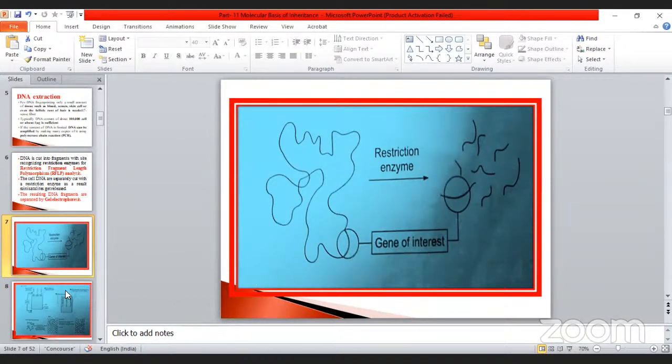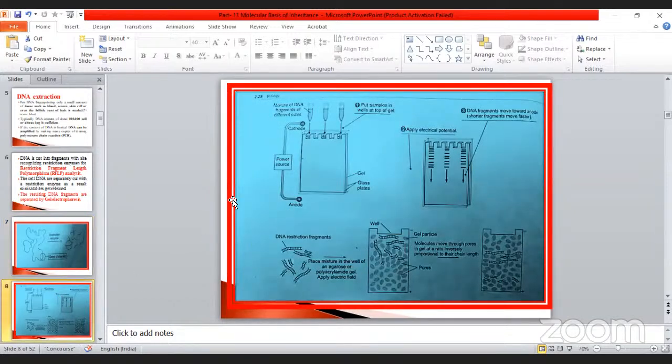After this, what are we going to do? See the next slide, you can easily identify. This is the fragmented DNA molecules. This is the entire setup of electrophoresis. Above the electrophoresis, a glass plate-like structure, there is a gel coated, it is white in color. But both sides are connected with the electric charge. This side is anode, this side is cathode.